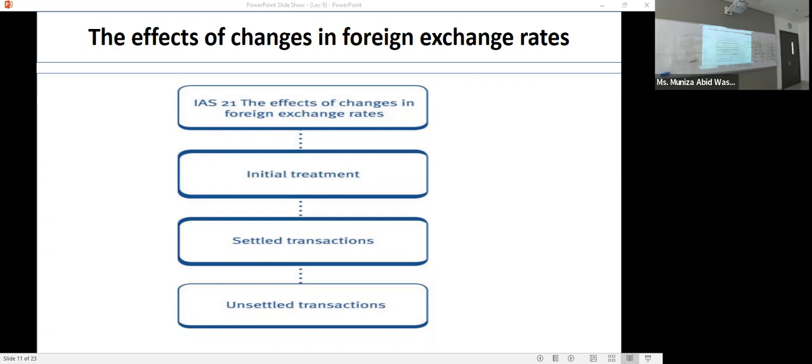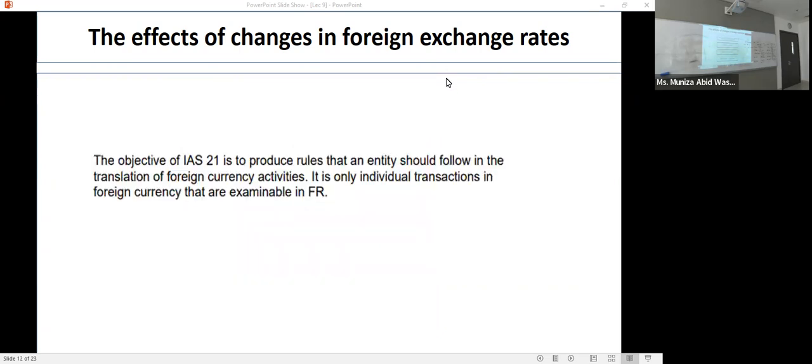So at the time of settling the transaction, what are we going to do? And what are we going to do in the case of the unsettled transactions? These three important things we are going to discuss in this chapter. The objective of IAS 21 is to produce rules that an entity should follow in the transactions of the foreign currency activities. It is only individual transactions in the foreign currency that are examinable in FR.